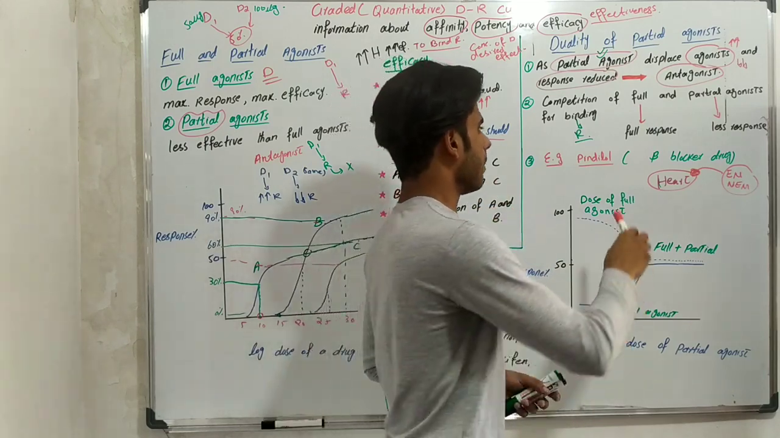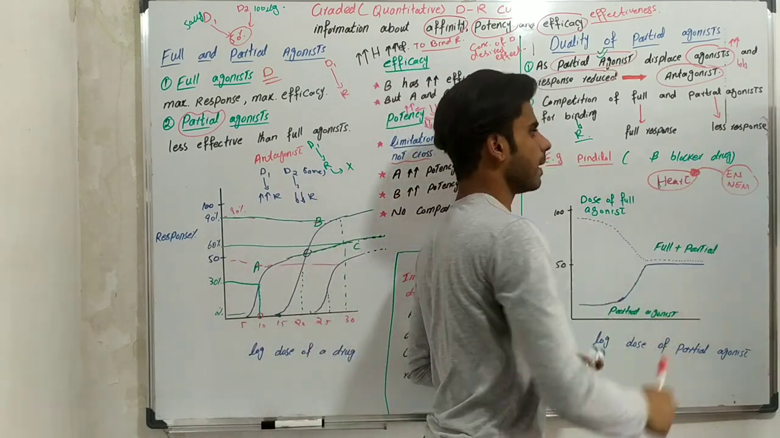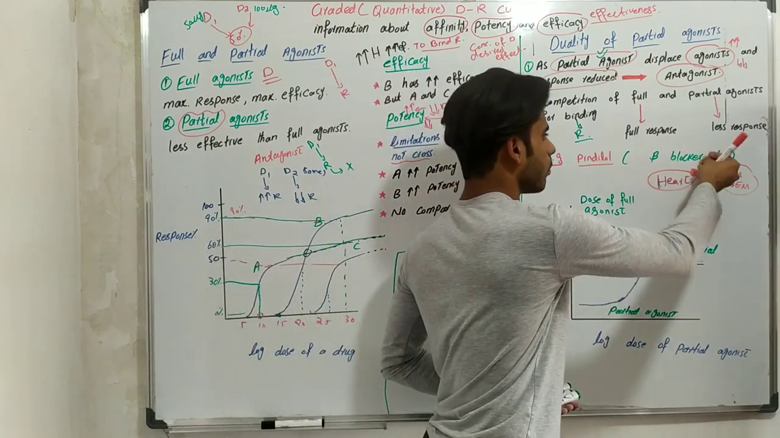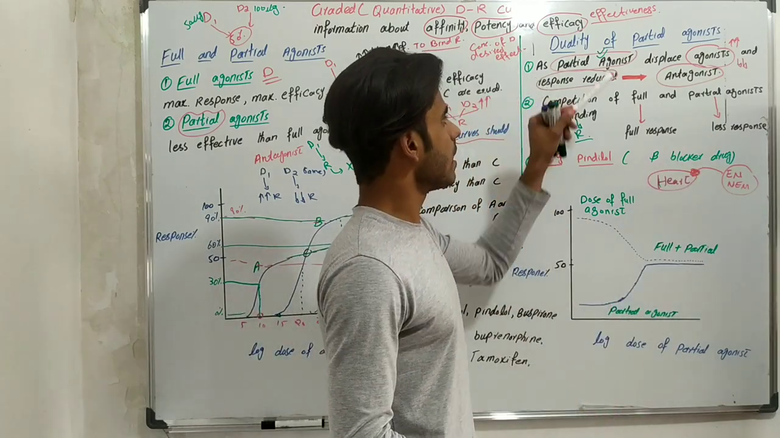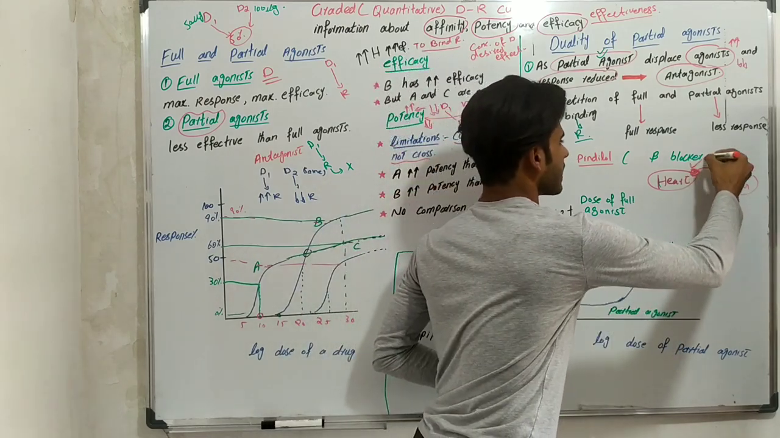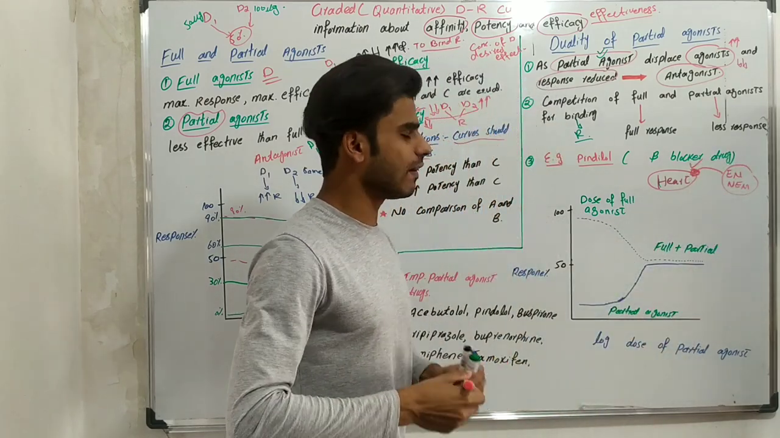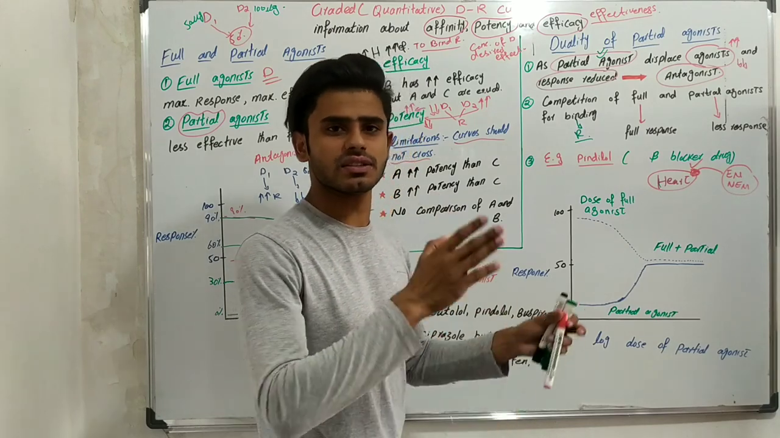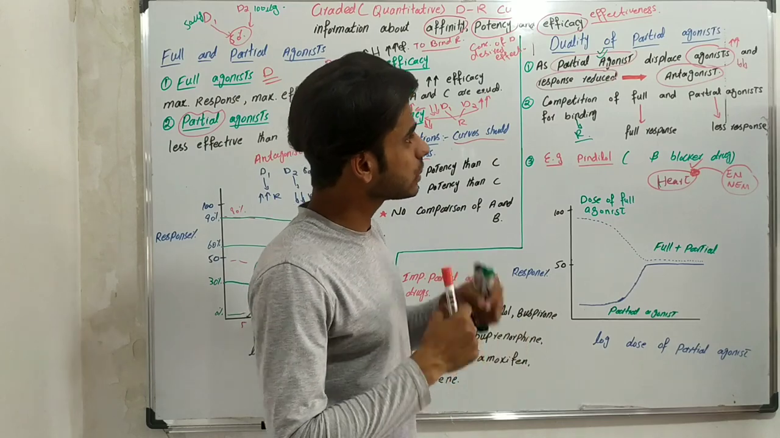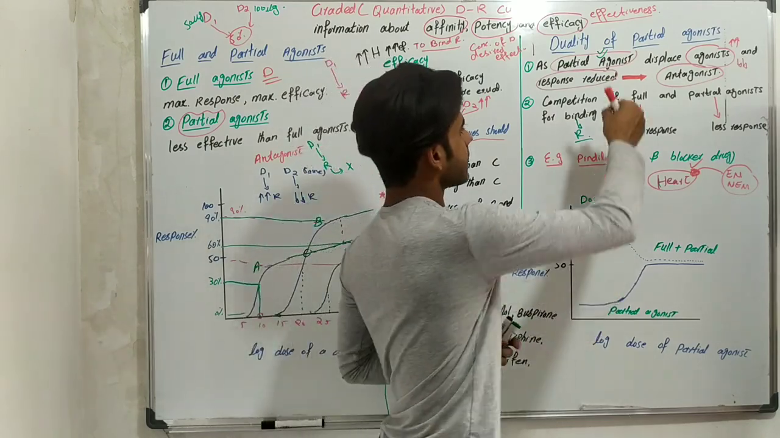The concept for pindolol is that pindolol is a beta blocker drug. It blocks the beta receptors, but as well as being a beta blocker, it is also a partial agonist. That means it will not block the beta receptors 100%. It will block the beta receptors, but to some extent, and it will also act as a partial agonist.